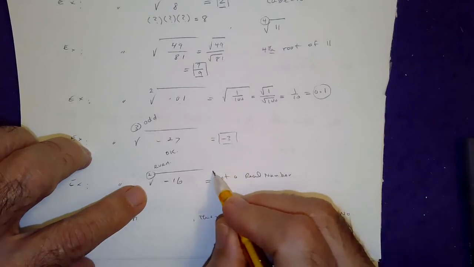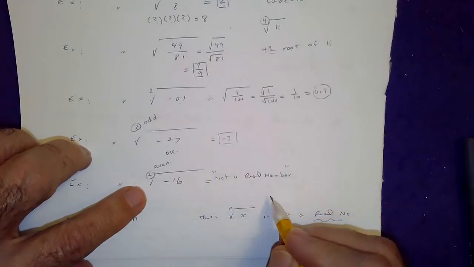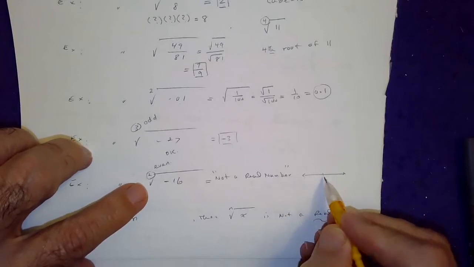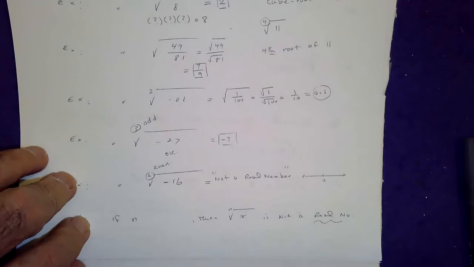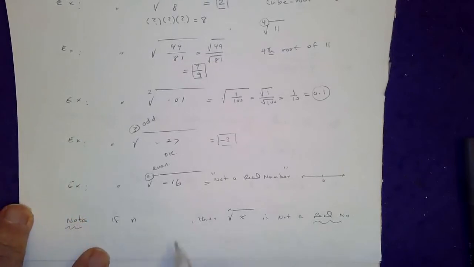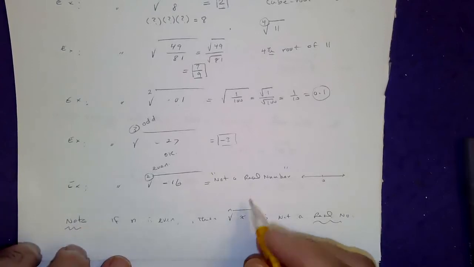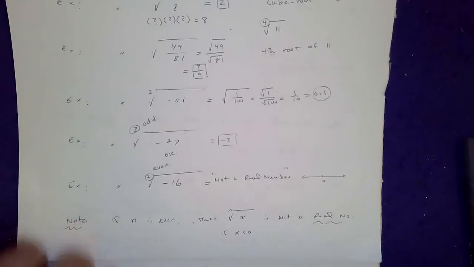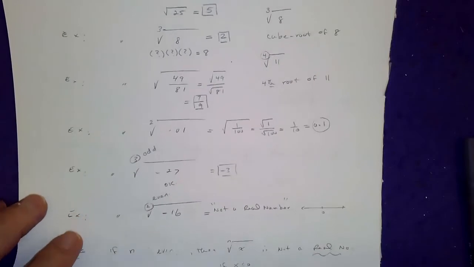So what we mean by not a real number, that means there is no picture of this number on a number line. So remember, if n is even, then the nth root of x is not a real number. In other words, if x is less than 0. So keep that in mind, please.